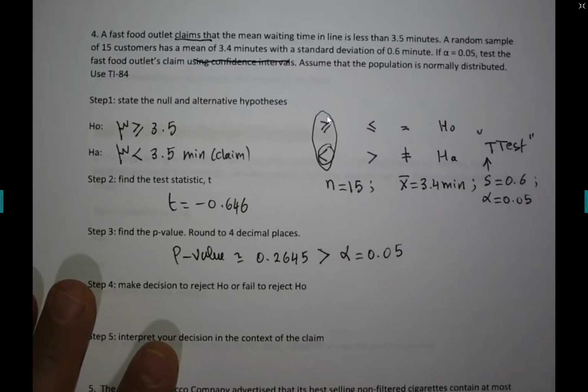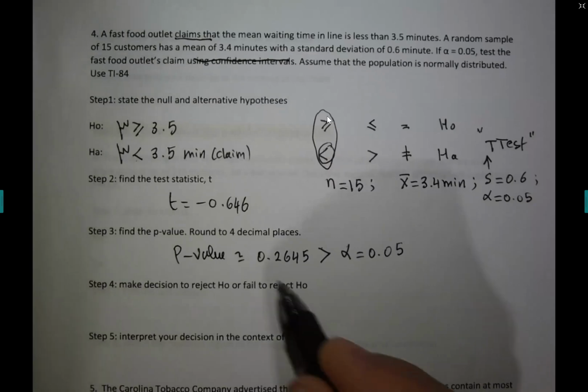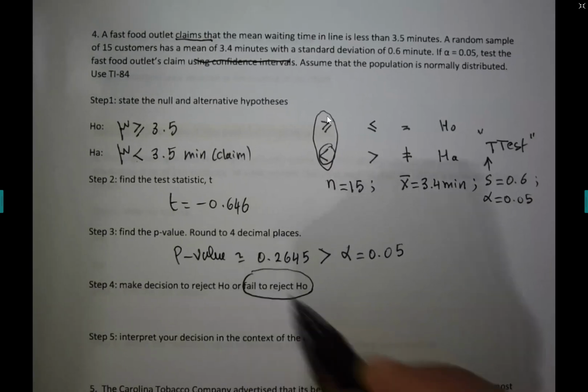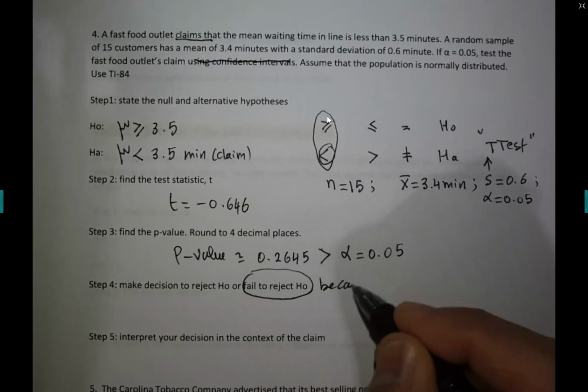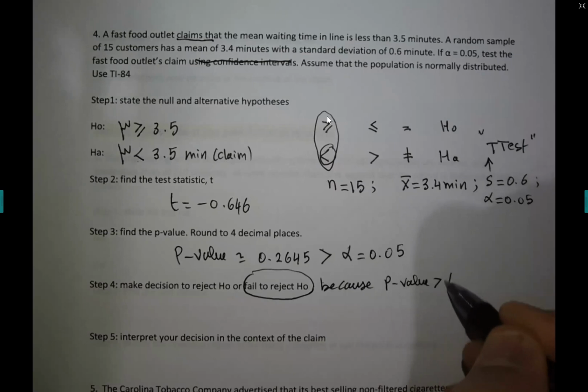26%, guys, is bigger than 5%. So what's the decision? Reject H0 or fail to reject H0? Fail to reject. And if you want to know why, because the p-value is more than alpha.